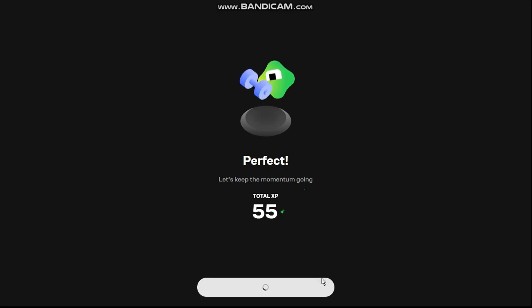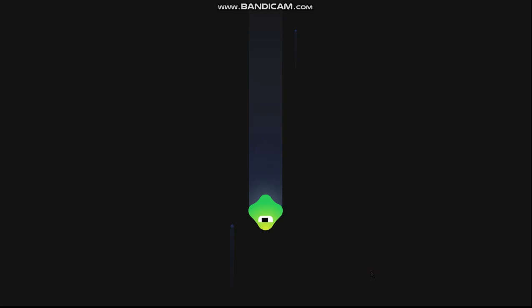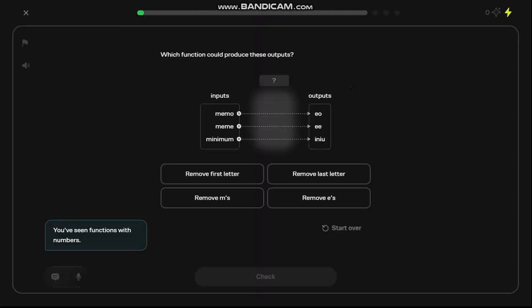So today's topic is introduction to function, so it's just an introduction, and word functions are the main thing we're talking about. You've seen functions with numbers. Now, let's try functions that work on words.